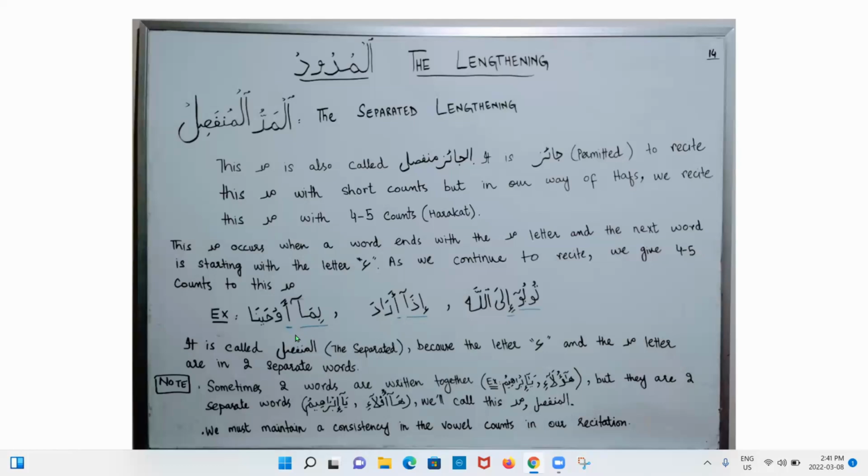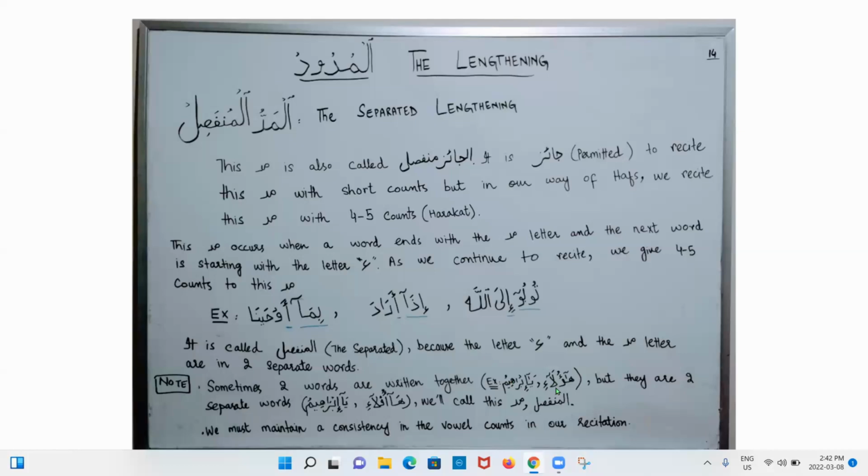In the next example, again, we can see the conditions of Madul Munfasil if we choose to continue our recitation. By giving it 4 to 5 counts, we will recite it like this. Bima awhayna. Sometimes in the Quran, you can find certain words written together and they look like as if they are one word, but in Arabic language, actually, they are two separate words.